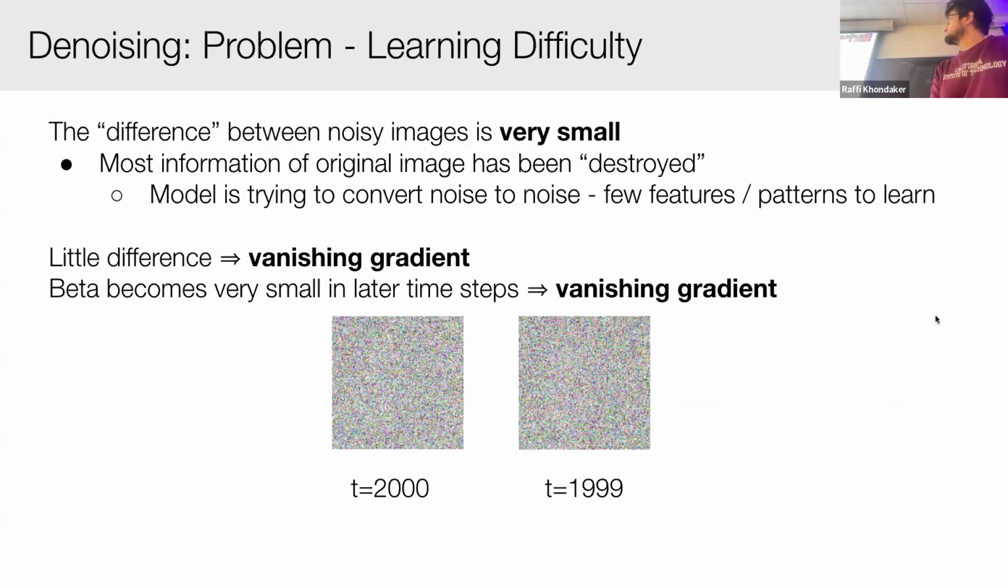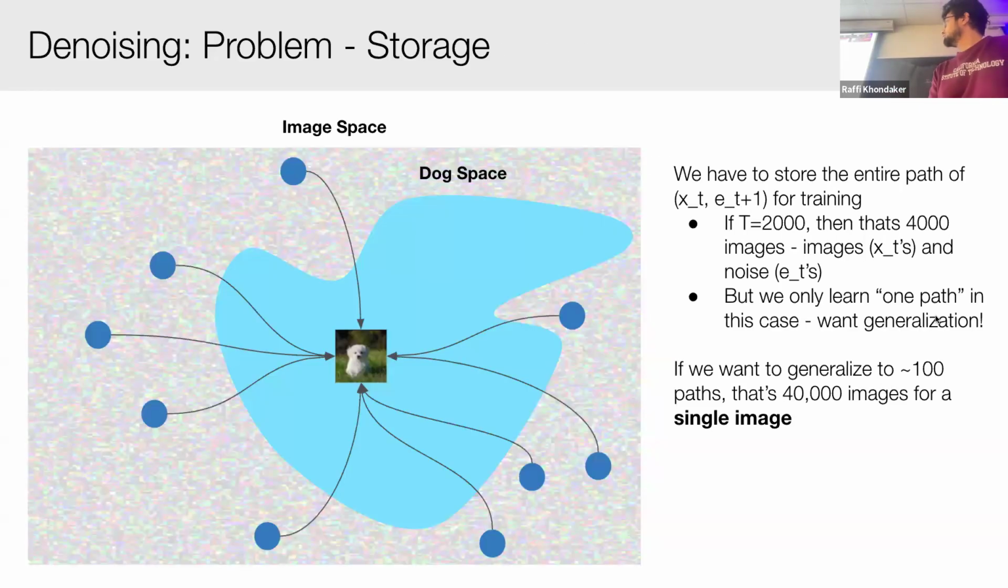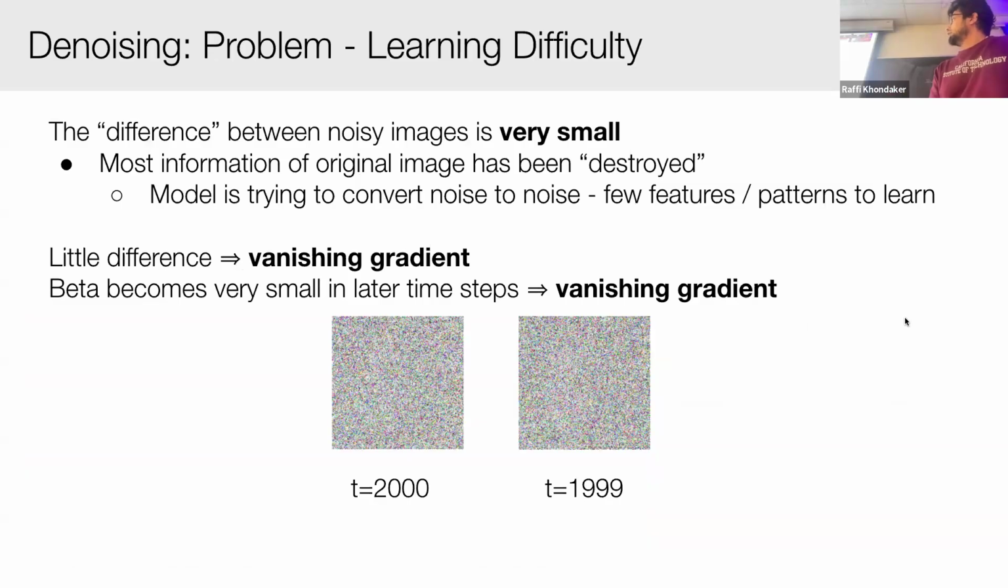The other thing is that the difference between images, especially when they're full of noise, is really small. Can you tell the difference between these two images? This is basically the same image. They're very incrementally different. And as you remember, if we have small differences between inputs and outputs, that means we have a small gradient, vanishing gradient. We don't want that.